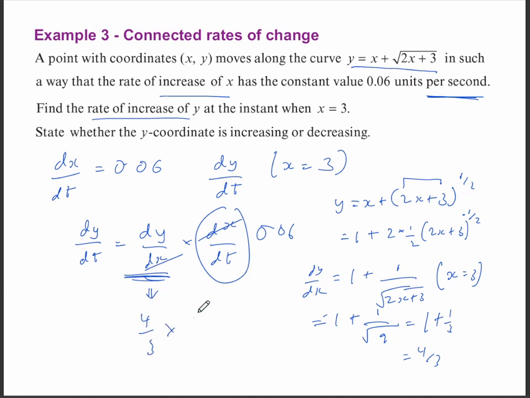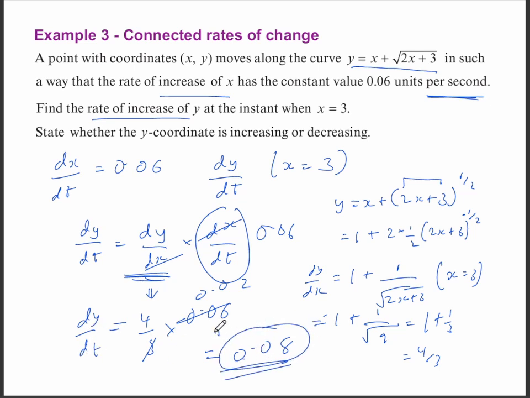Then I want to multiply it by 0.06, because that's our dx over dt, to get our dy over dt. And multiplying these, you can cancel these out. You get 0.02 at the top, and this will just give us 0.08 as our answer for dy over dt. This 0.08 is a positive value, which means our y coordinate is increasing.